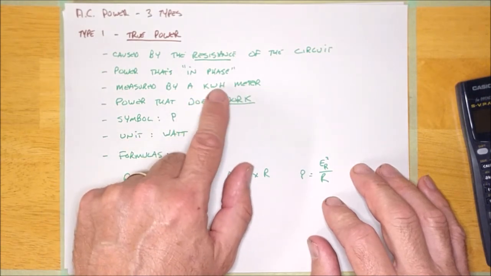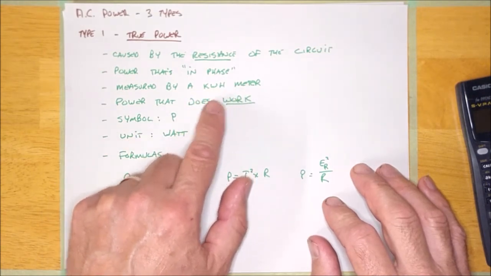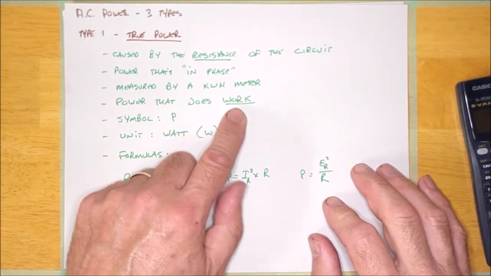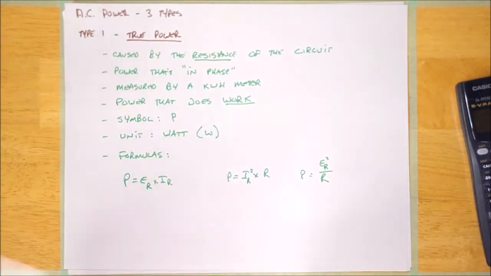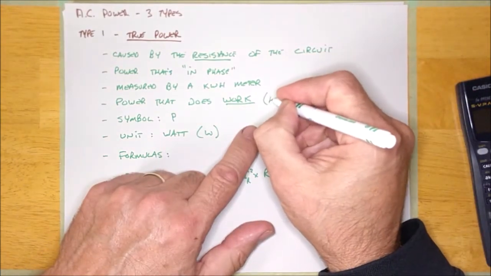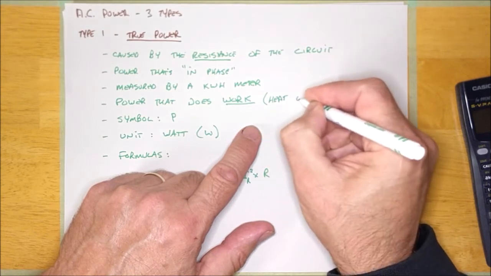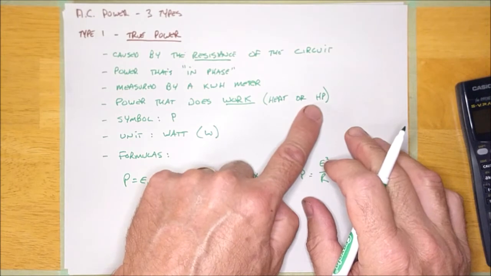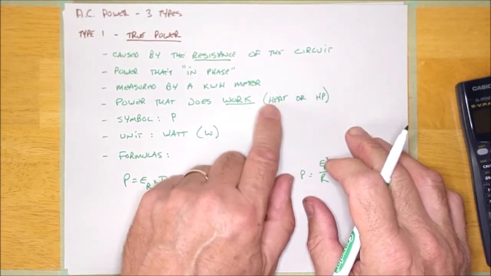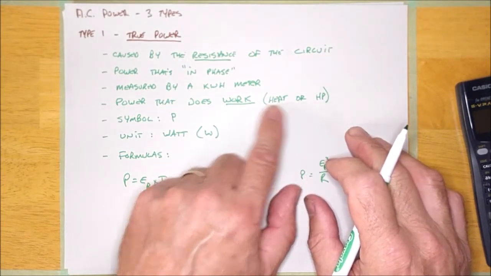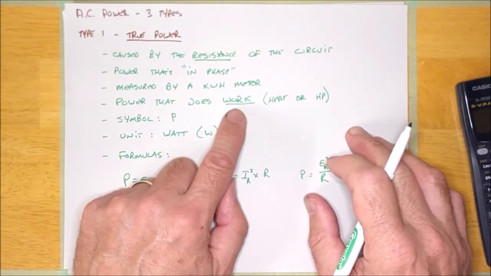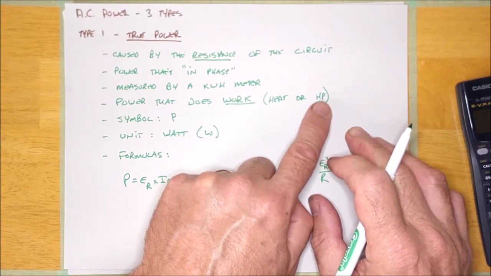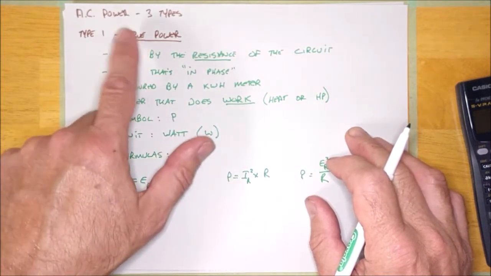The reason your kilowatt hour meter is measuring true power is because true power is the power in a circuit that's actually doing work. And when I say work, what I mean is heat, or actual horsepower. If you recall from level 1, the definition of work is you've got to actually be moving something or heating something up. So if I've got a resistor in the circuit, it's going to heat up. But if there's a motor producing actual mechanical power, that is also true power.